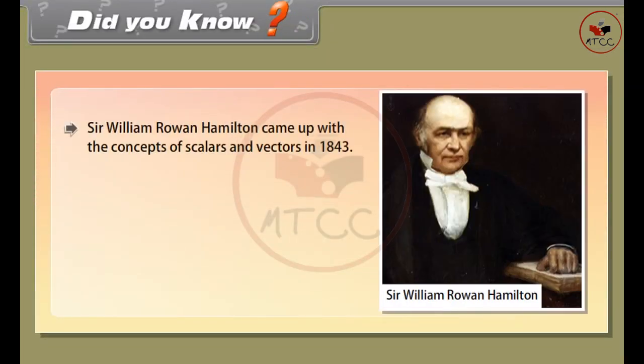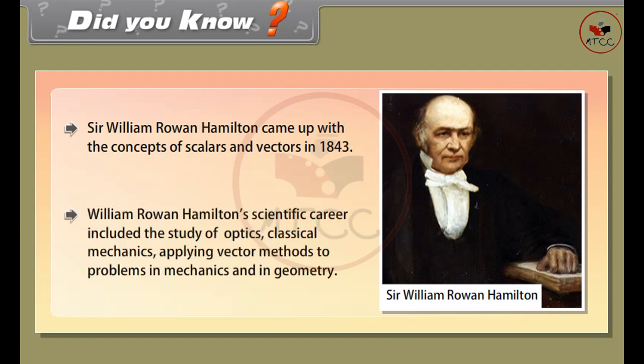Did you know Sir William Rowan Hamilton came up with the concepts of scalars and vectors in 1843? William Rowan Hamilton's scientific career included the study of optics, classical mechanics, and applying vector methods to problems in mechanics and in geometry.